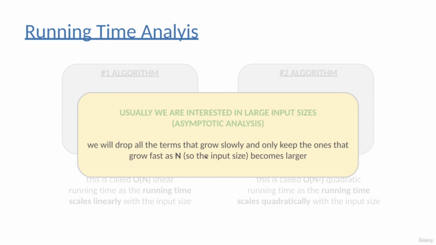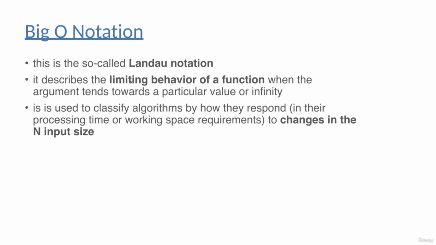So essentially, we would like to have a good guess about the running time of an algorithm when the input size is large enough. Okay, so this is why we are after the limiting behavior of a function, and of course the function in complexity theory measures the running time complexity of an algorithm. The big O notation is used to classify algorithms by how they respond in their processing time, so the running time or working space requirements.